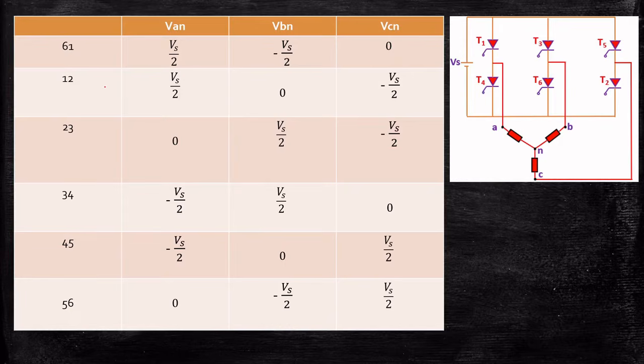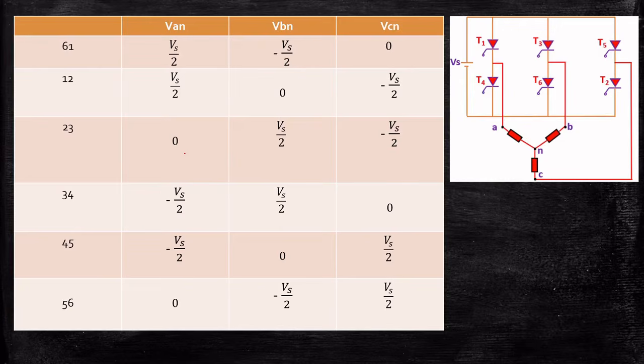Now again, when 1 and 2 is conducting, what will happen? If you carefully observe, when 1 and 2 are conducting, only A and C will be connected. A is connected to positive and C is connected to negative. As a result, wherever it is connected to positive, you will write Vs by 2. Wherever it is connected to negative, you will write minus Vs by 2. Since B is an open terminal, because not even one of the thyristors in the leg, that is 3 and 6 over here, is conducting, the voltage will be equal to 0. So the same pattern repeats.